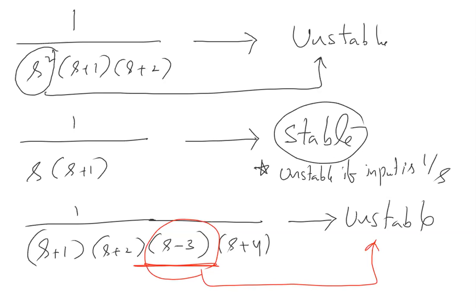See, first one is unstable because of s square term, because on inverse Laplace transform it becomes t. Second one is stable because there are no unstable functions here.